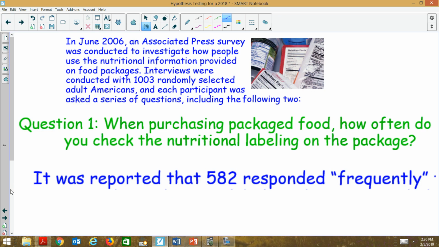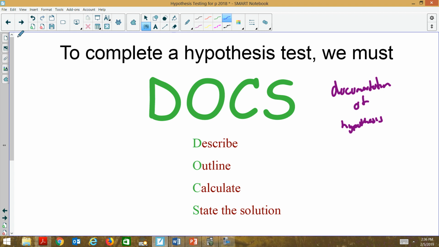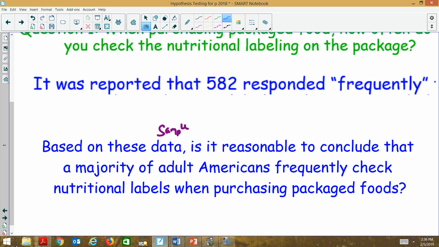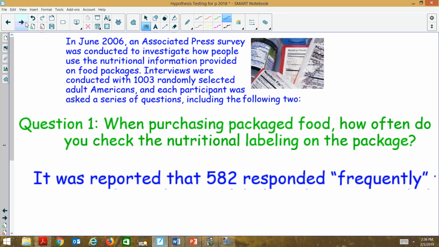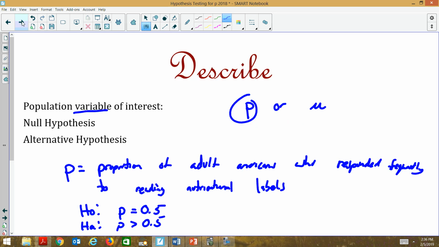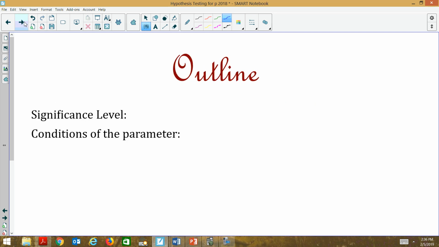Because if we look back on the question that we're trying to answer, it is asking, do a majority of adult Americans. 50% is half of Americans, less than 50% is less than half, so greater than 50% is a majority. Okay. The second part here is to outline the test that we want to do.